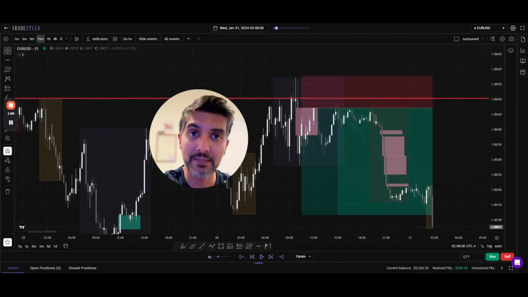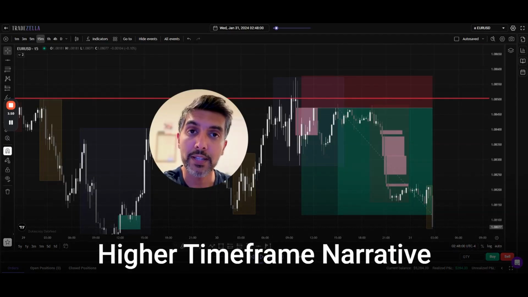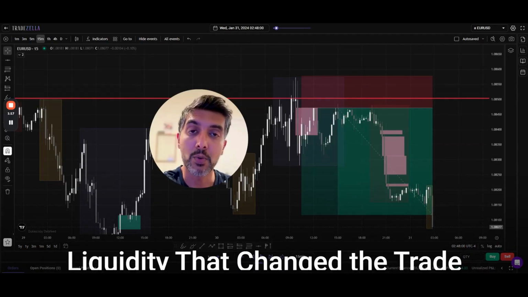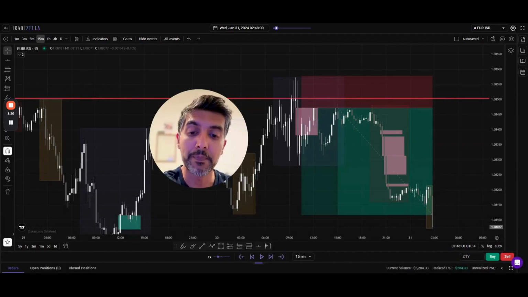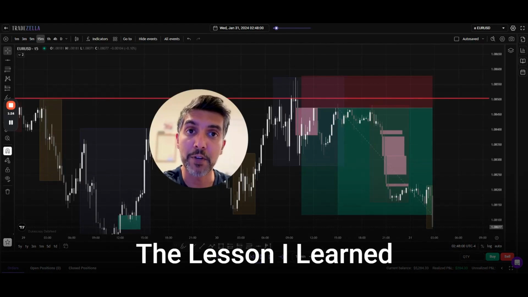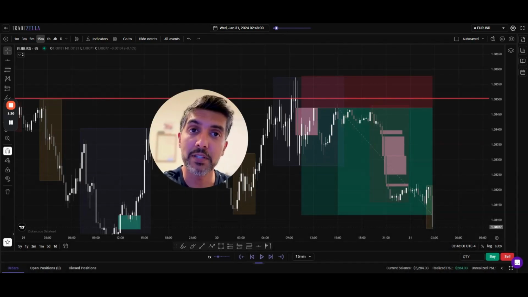When price action gets messy, sometimes the best solution is to simplify your approach. First, we'll look at the higher time frame narrative, then the liquidity level that created the opportunity, and finally, the entry model on the lower time frame that led to the trade. Let's jump into the chart.